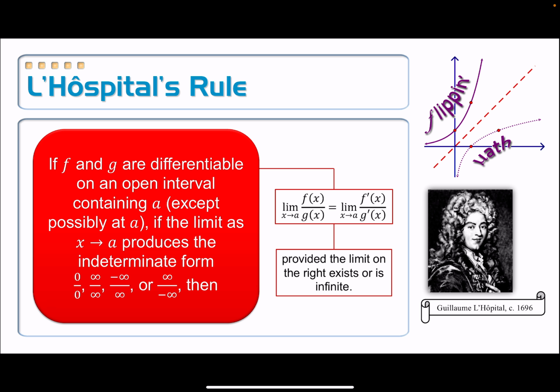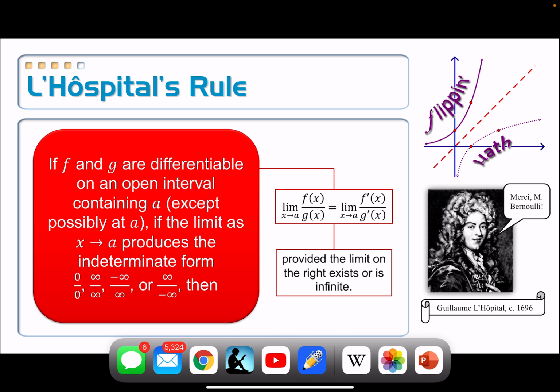So the handsome gentleman over here on the right-hand side is Guillaume, which is French for William, L'Hopital, who is the one that is given credit for L'Hopital's rule. You can see this date here is 1696. This is shortly after Newton published his work, the Principia, which is the main work on calculus. That guy and who's the other one? Leibniz, right? Merci, Monsieur Bernoulli. Hey, what's that all about? Well, that is about the controversy which surrounds L'Hopital's rule.